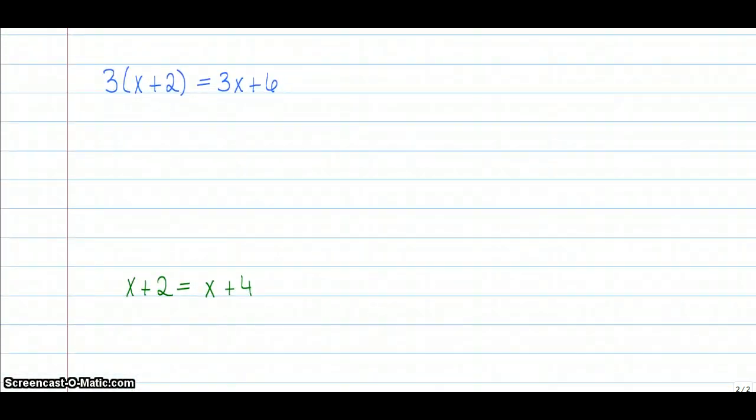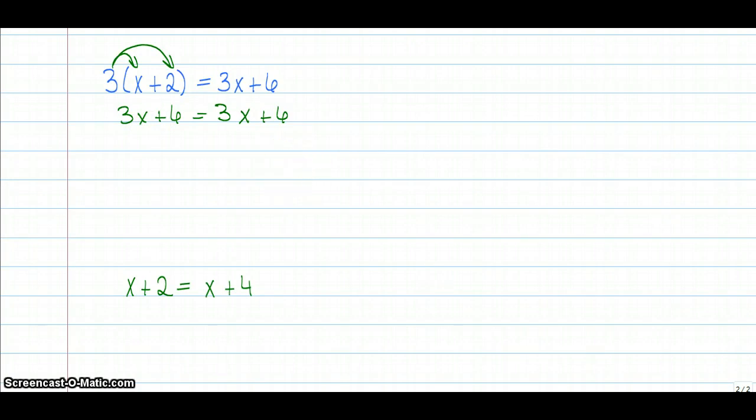Now I have 3 times x plus 2 is equal to 3x plus 6. So I'm going to distribute. So I have 3x plus 6 is equal to 3x plus 6. Now when it's starting to look similar, or in this case exactly the same, you need to be aware something's probably about to happen. Okay, so I don't have any terms that I can simplify.